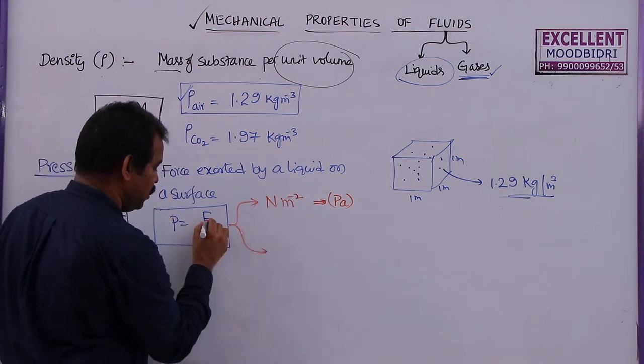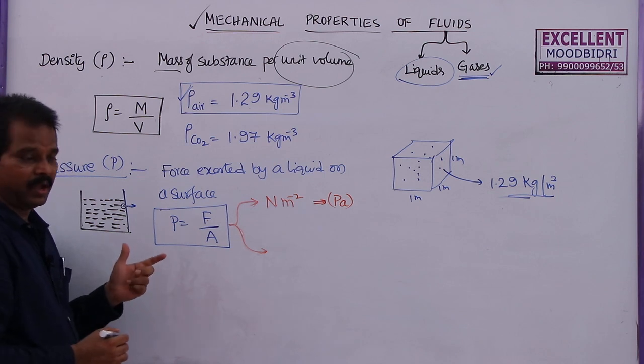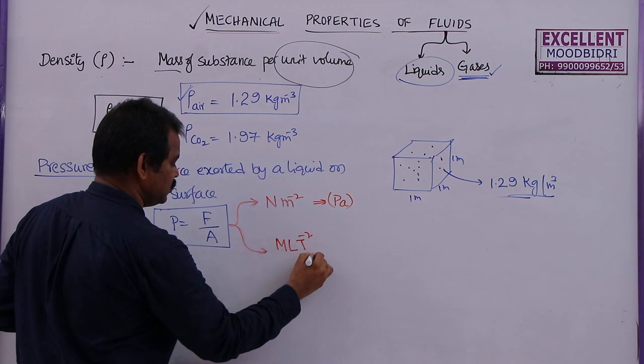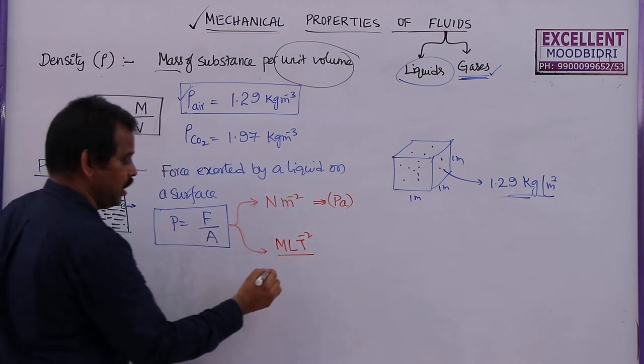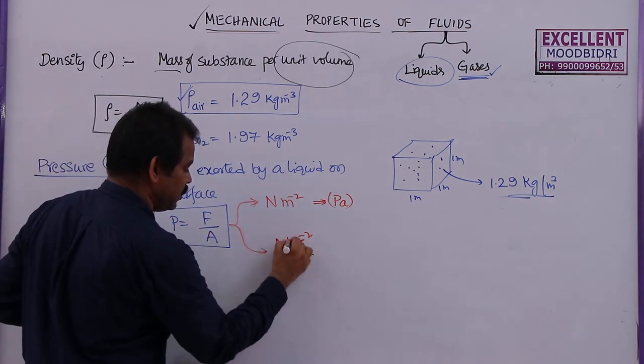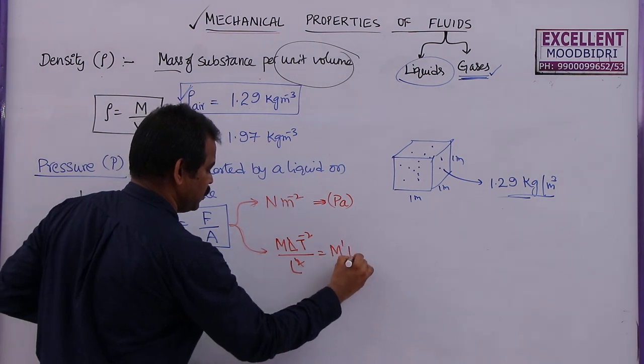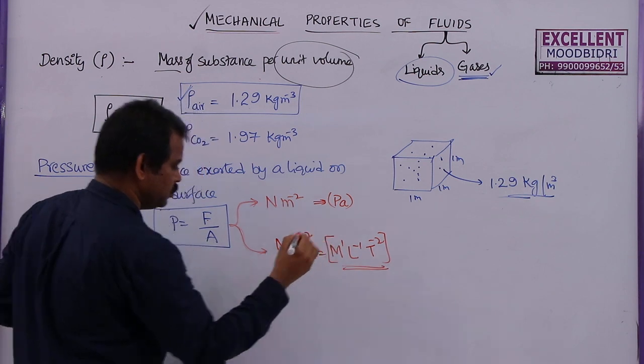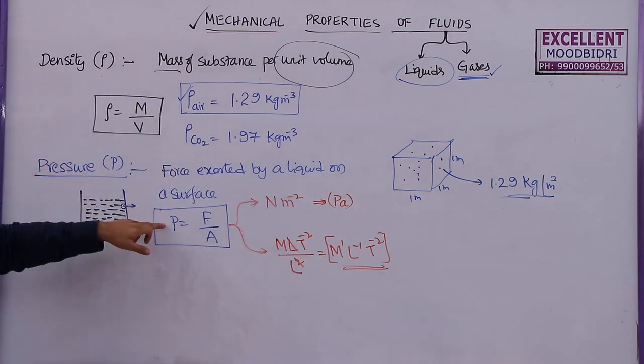Now the dimension formula, force F is equal to ma, that is m is mass, a is acceleration, LT power minus 2. Capital A is the area, which you can write as L square, so L and L get cancelled. M power 1, L power minus 1, T power minus 2. So this is the dimension formula for pressure.